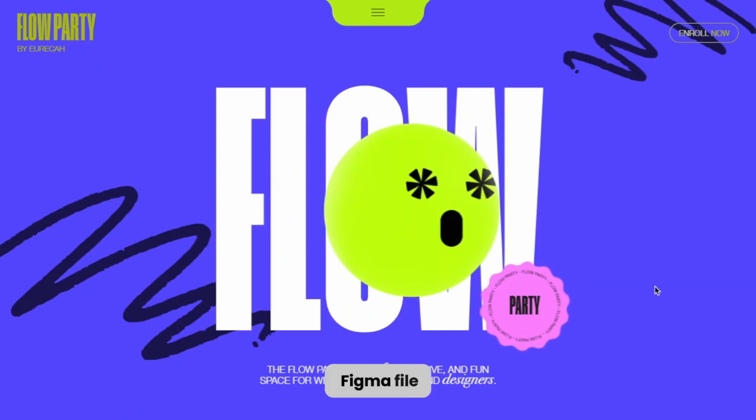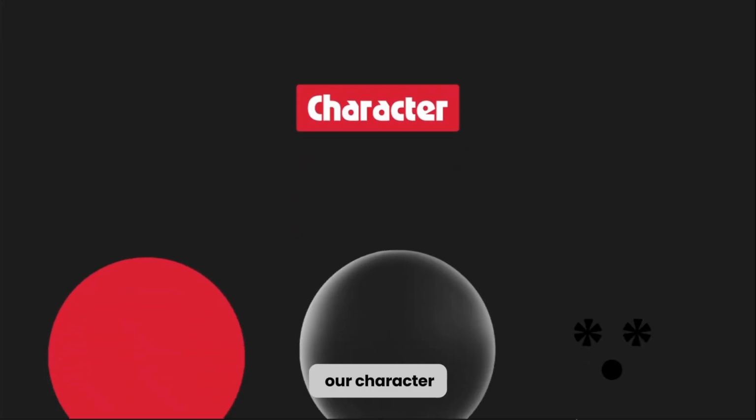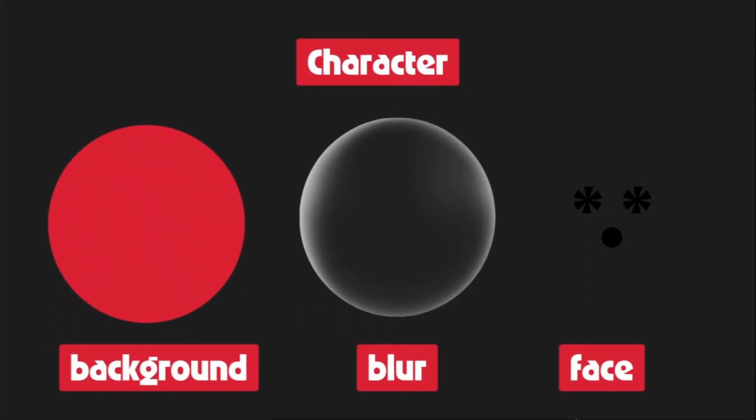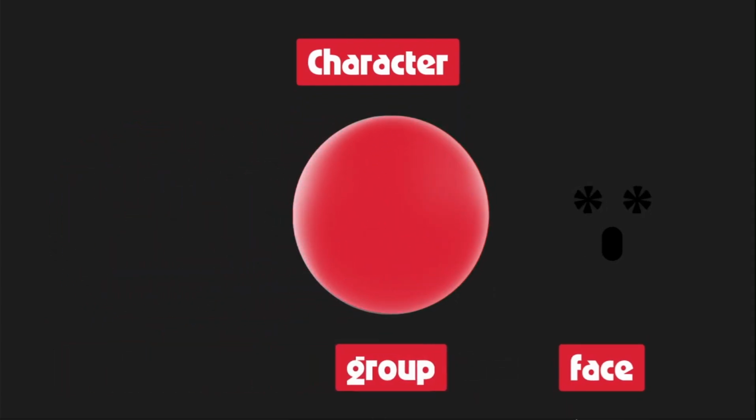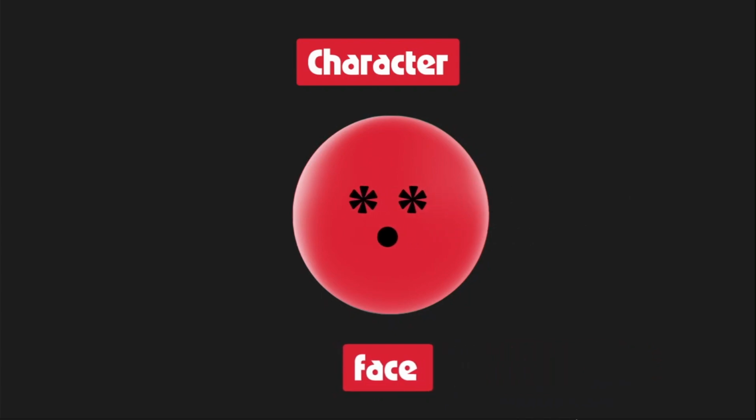In our Figma file, let's create our character. This character is made of three elements: a background color, a layer blur, and a face. First, align both elements and group them together. Place the eye and the mouth on the group.